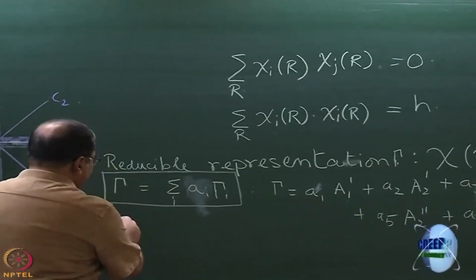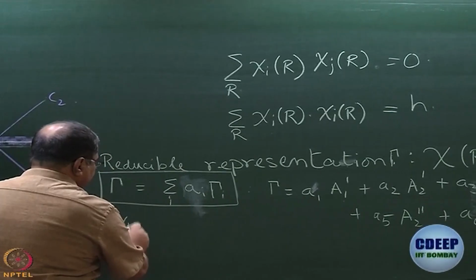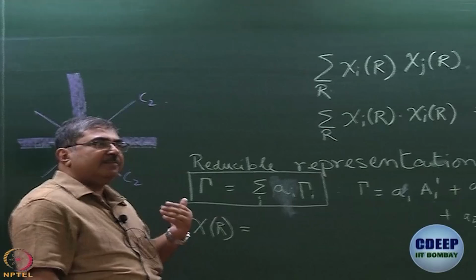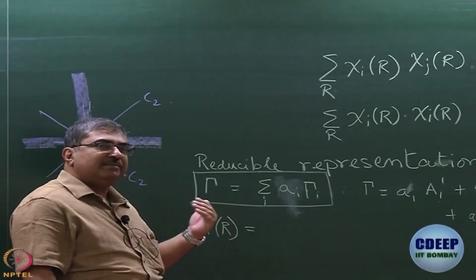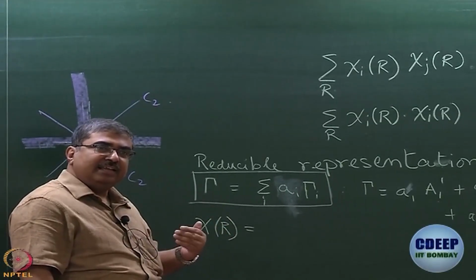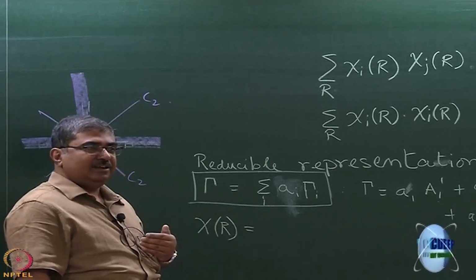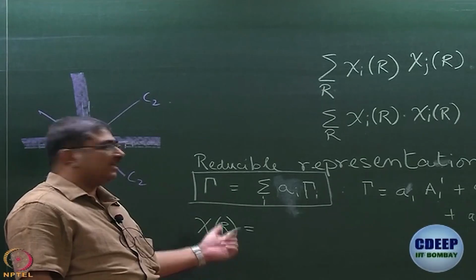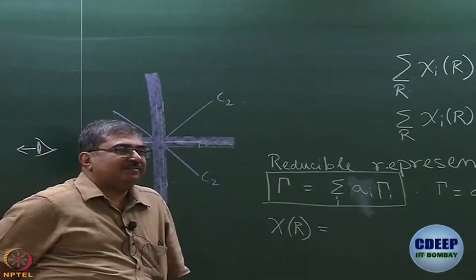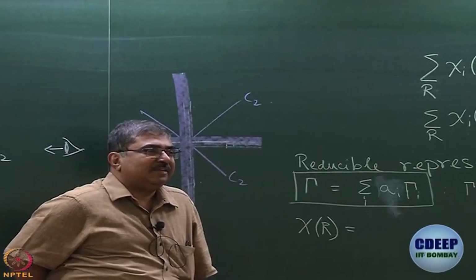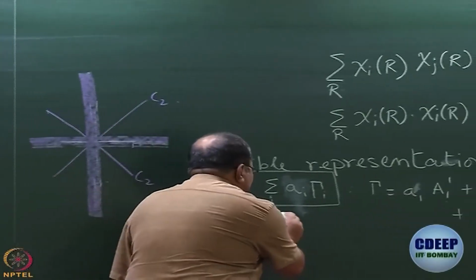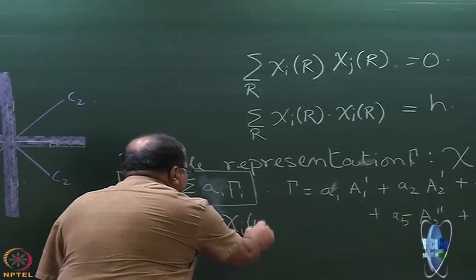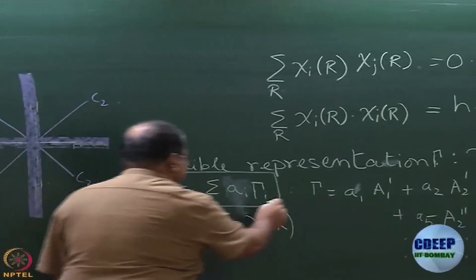Can you tell me how I will be able to write chi of R in that case? Chi of R is the character for the symmetry operation R in the reducible representation. What will be the expression for chi of R, starting from here? I will write it, see if that makes sense. Sum over i, a_i, chi_i of R. Does this make sense?